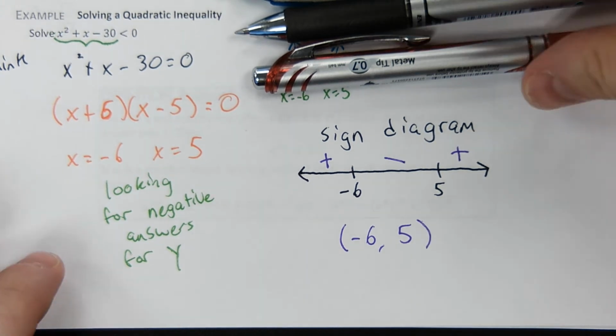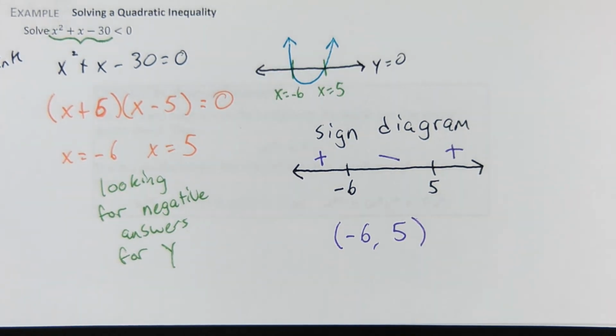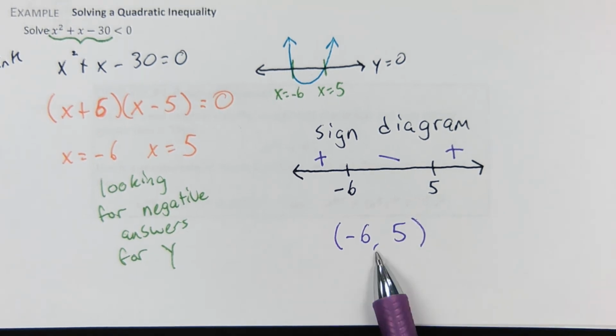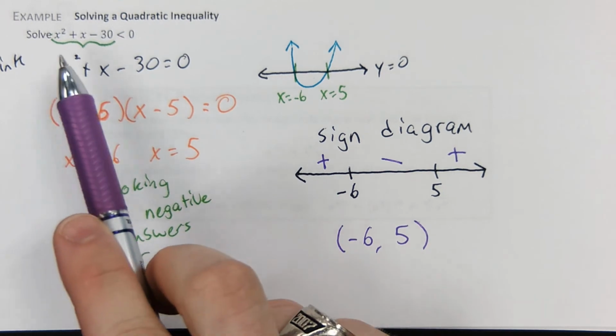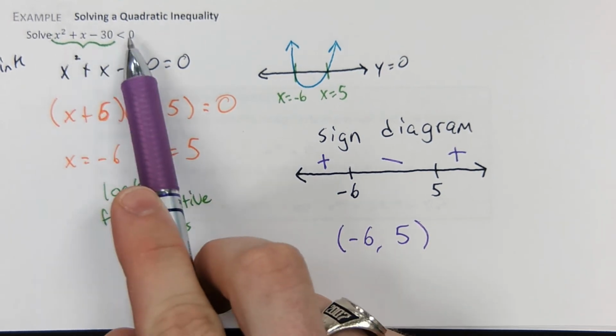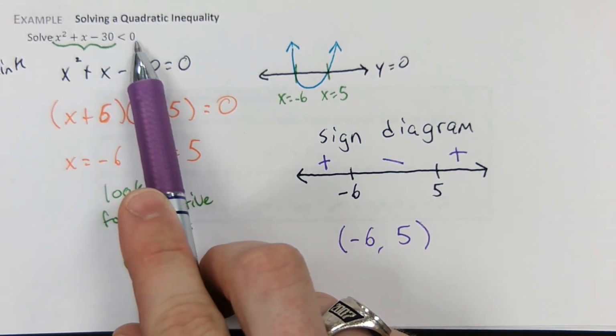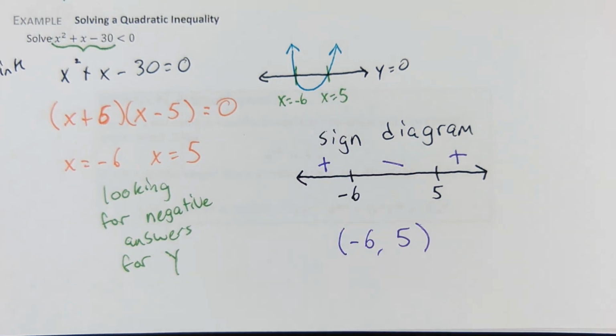Oh, by the way, I already knew that was going to be the answer because of the graph theory. Once I knew the two critical values, I could have jumped immediately to this. This parabola points up. This is a horizontal line. And when you're below it, things are negative.